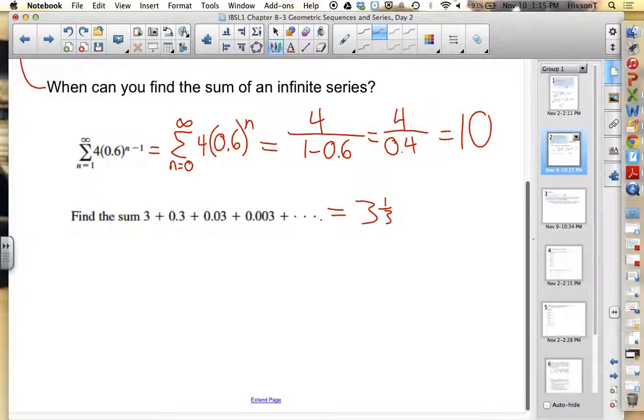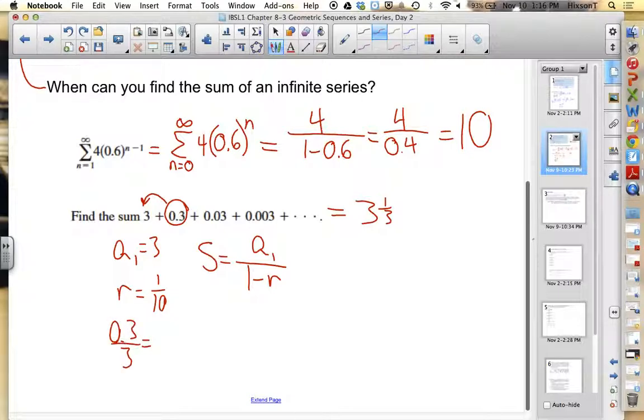First of all, we need a sub 1, right? Because it's a sub 1 over 1 minus r. So, a sub 1 is 3. What's r? 1/10. Okay? You'll notice each time we're dividing by 10. I know it's obvious here, but what was the equation that you do to find r again? You would just take this divided by the one previous. Okay? Good question. Yeah, 0.3 divided by 3 would give you a 0.1. And that's consistent. 0.03 divided by 0.3 would give you a 0.1.